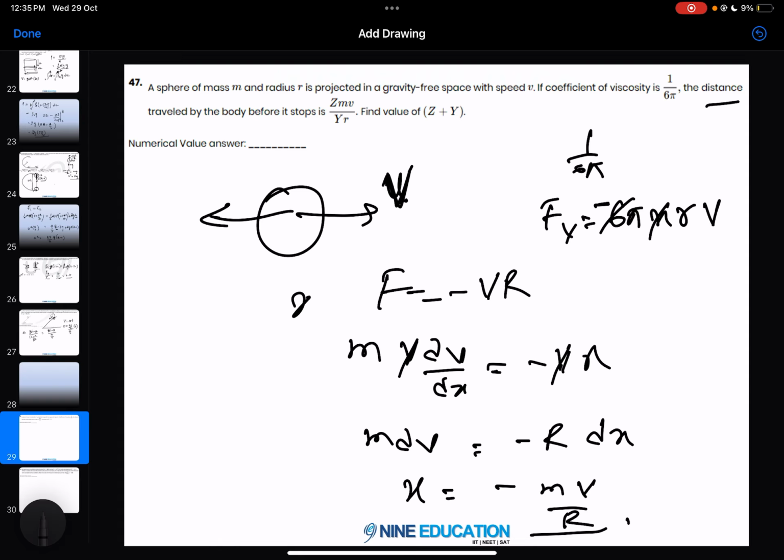He gave the distance traveled, x equal to minus m v by r, which simply indicates that the displacement is negative. So z equal to 1, y equal to 1, and 1 plus 1 is going to be 2.